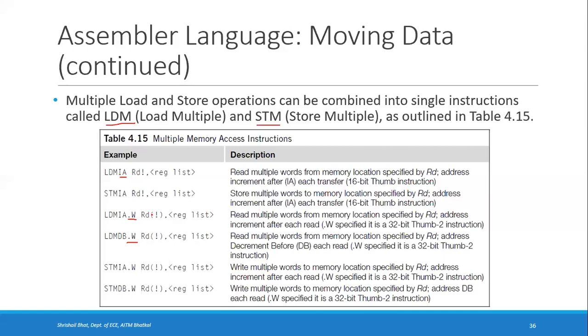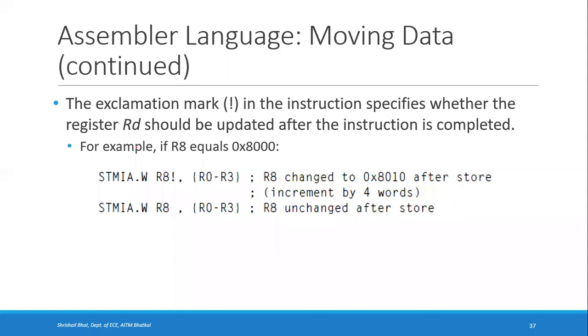You can have an exclamation mark or you cannot have an exclamation mark. Similarly, for STM also we can have .w for IA and DB. DB stands for decrement before each transfer. The exclamation mark specifies whether the register RD should be updated after the instruction is completed. If you put that exclamation mark, then register RD will be updated. If you do not put it, it will remain as it is; the register will not be updated. You will understand this if you take an example.